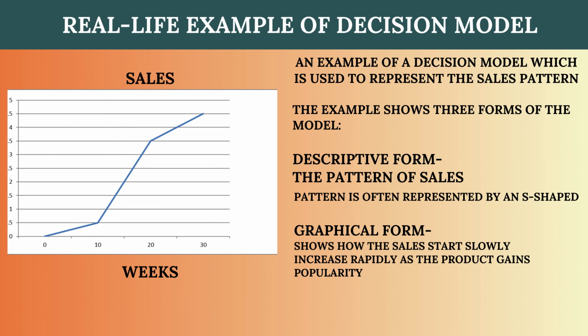The example shows three forms of the model. Descriptive form, which describes the pattern of sales for a new product in words. It says that the sales might grow at an increasing rate over time as positive customer feedback spreads. This pattern is often represented by an S-shaped curve.